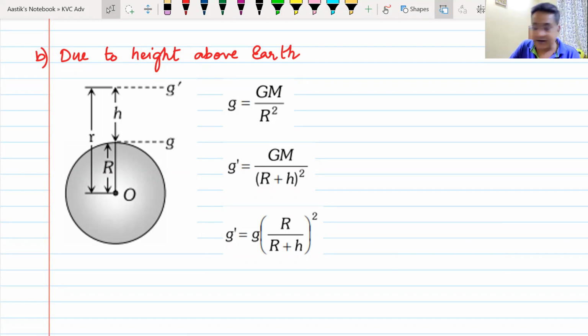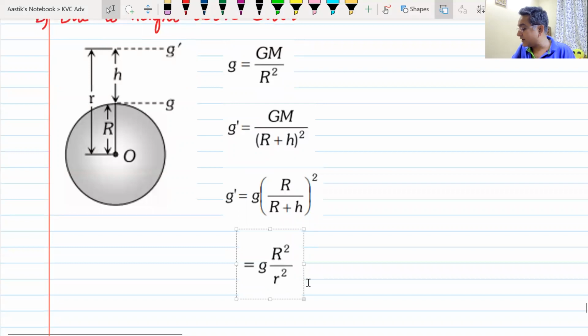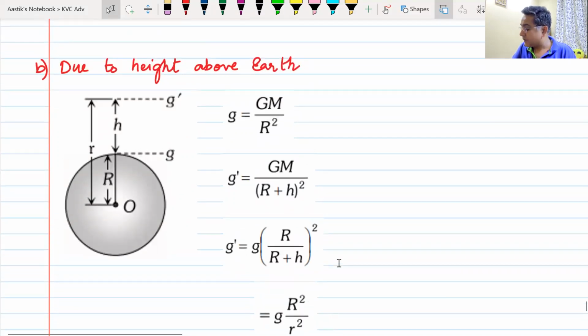Or you can also write it, if you calculate the distance from the center of the earth, as G into capital R square divided by small r square. Anyone understands this? Yes or no? I hope there is no doubt on this.